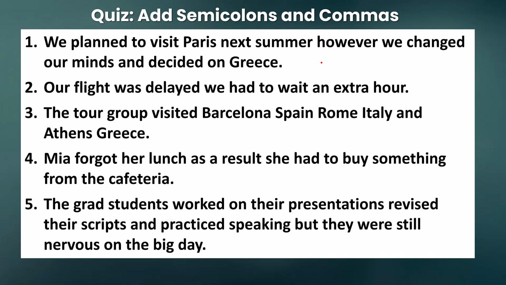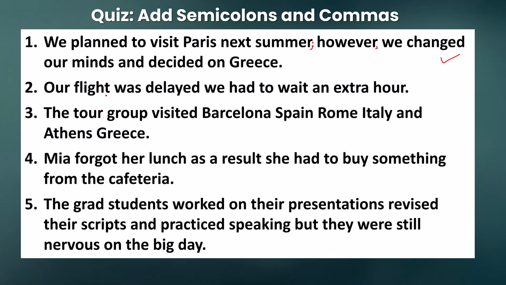So let's correct these together. Number 1, we have to add a semicolon after summer. And of course, we have a space here. So we plan to visit Paris next summer, semicolon. However, comma, we changed our minds and decided on Greece. However is a conjunctive adverb, and it's connecting these two independent clauses. And remember, in Rule 2, we use a semicolon after the first independent clause and then a comma after the conjunctive adverb. So now it's correct.